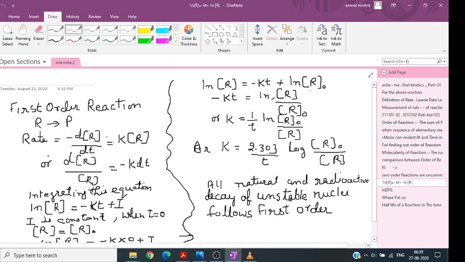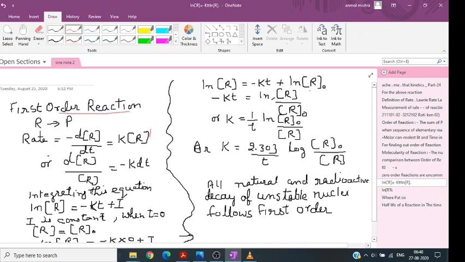Now the second integrated equation, for first order reaction. For first order reaction, reactant gives you product. So rate will again be equal to minus dR by dt is equal to k R to the power 1, or dR by R is equal to minus k dt.